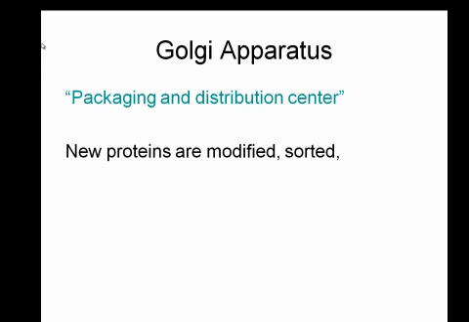So these new proteins can be modified in the ER, they're going to be sorted, and they're going to be packaged. All of these proteins, structural proteins or enzymes that are manufactured in the cell, have a specific destination. They have to arrive at a specific place inside the cell where they're going to do their job. And the Golgi apparatus is involved in getting these proteins to the correct location in the cell.